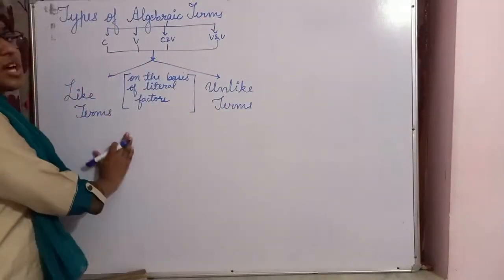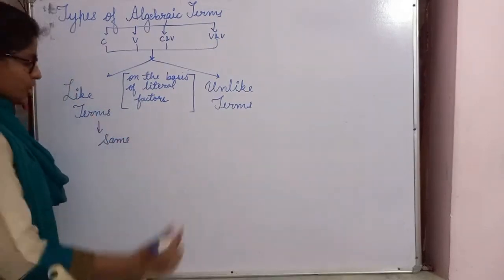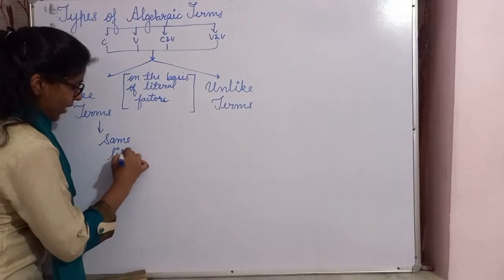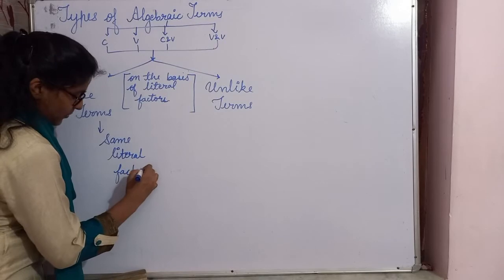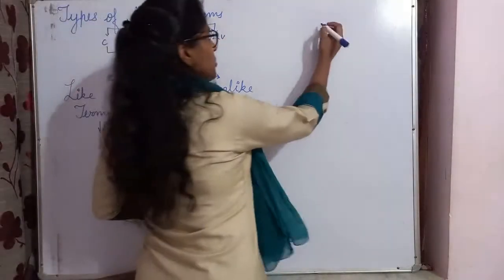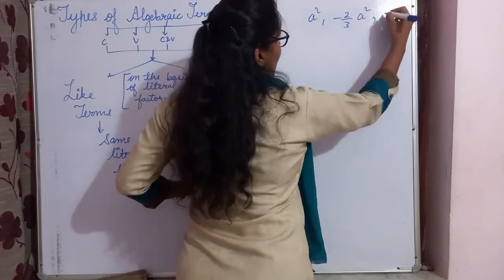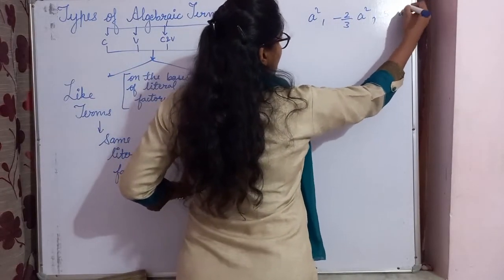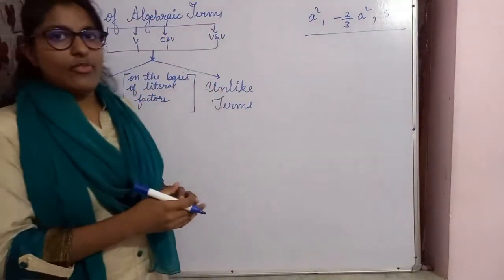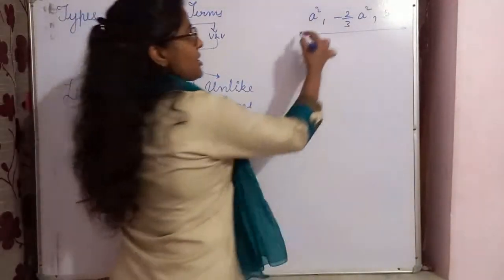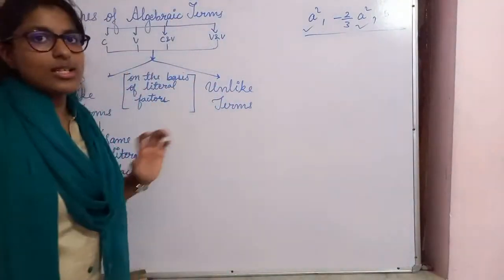Like terms. Which terms are known as like terms? The terms which have the same literal factor, meaning the same kind of variables. Just a and a. I am giving one example: a square, minus 2 upon 3 a square, and 5.1 a square. These all have the same literal factor, the same kind of variables. This is a square and a square. So these all terms are like terms.